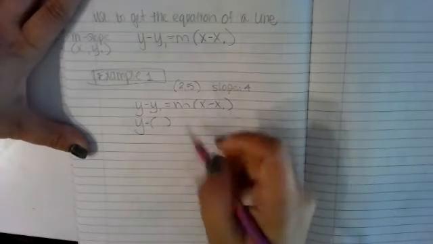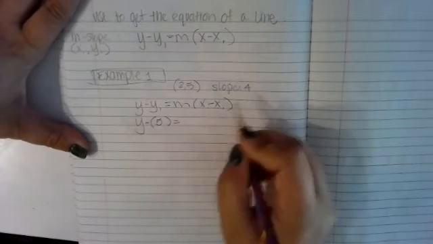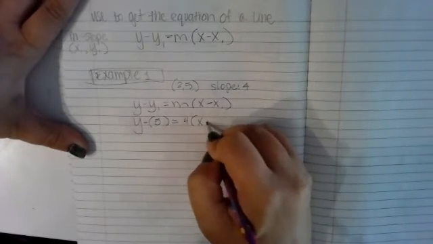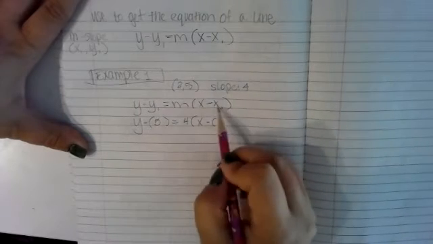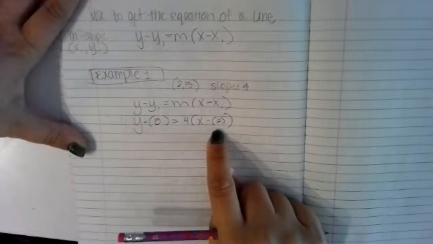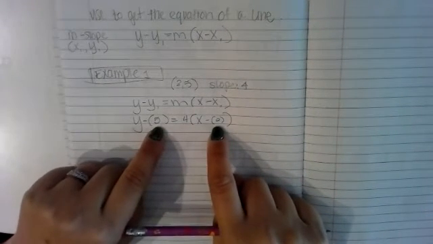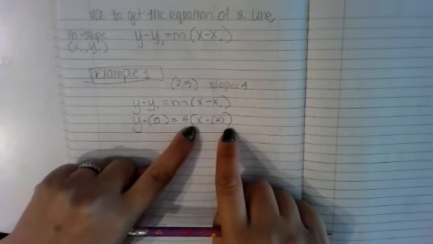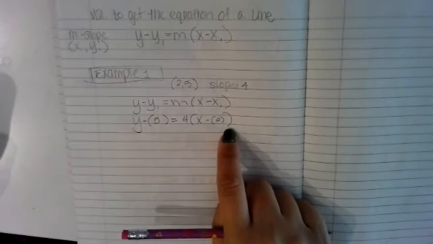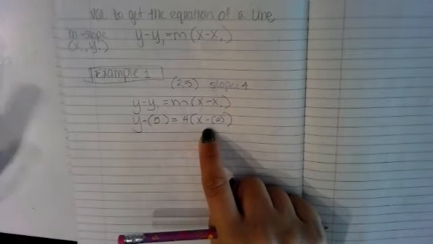So my y1 in this ordered pair would be 5, equals my m, which is 4, times x minus, and my x1 is 2. Okay, so the parentheses just indicate where I substituted in. These other parentheses were there all along. Now, you always look into doing your parentheses first. So I look inside. I cannot simplify this any further because they're not like terms.